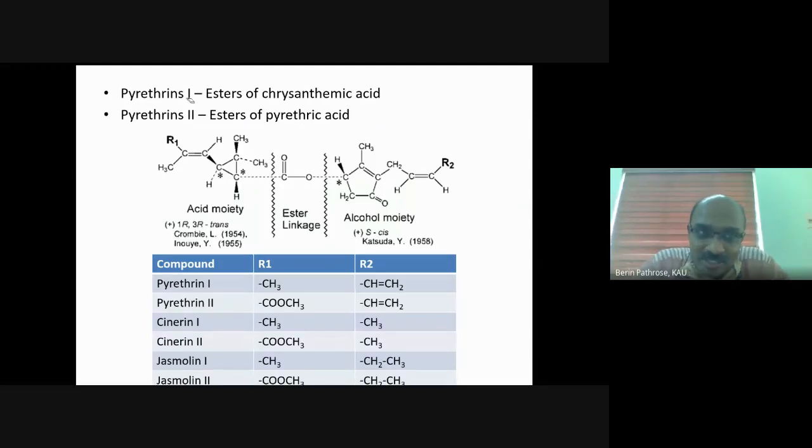If the alcohol is cinerolone, it will be cinerin 1 and 2. If the alcohol is jasmolone, it will be jasmolin 1 and 2. So I will ask you a few questions. The first one, if the alcohol is cinerolone and if the acid is chrysanthemic acid, I will repeat, if the alcohol is cinerolone and the acid is chrysanthemic acid, what will be the name of the cinerin?